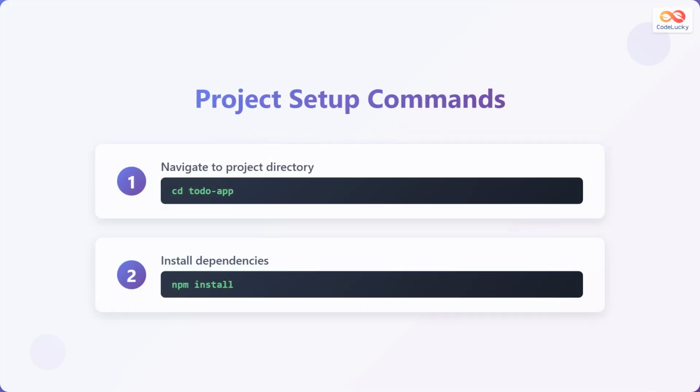After creating the project, we need to set it up. First, navigate into the project directory by typing cd todo-app in your terminal. Once you're inside the project directory, install all the necessary dependencies by running the command npm install. This command downloads and installs all the packages required for our project.